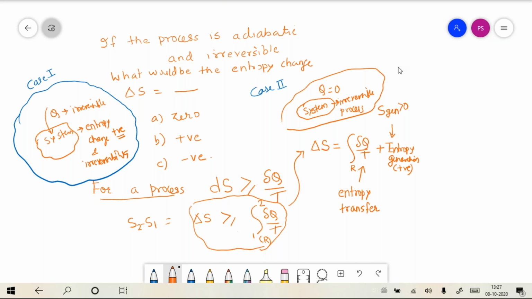So in case two, what would happen to the entropy? The entropy change would be positive, greater than zero. Why? Because it won't be zero. In case one, the entropy change would be positive. Case two, also the entropy change would be positive. Now consider case three.